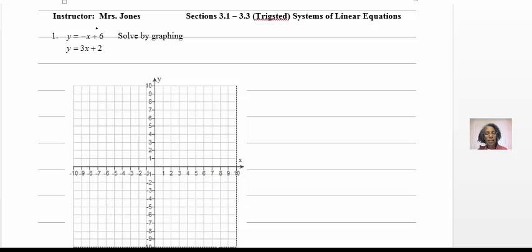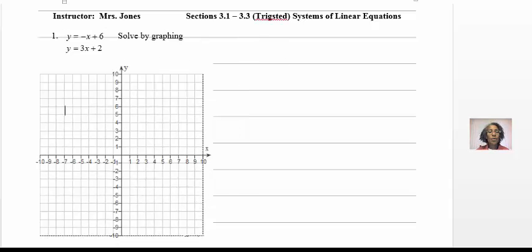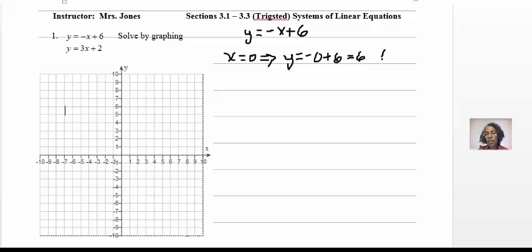Let's take a look at solving this system of equations by graphing. The first equation, y equals negative x plus 6, is easily graphed using its intercepts. Let's let x equal 0 and find the y-intercept, which is 6. So we plot the point (0, 6). Let's let y equal 0 and find the x-intercept.